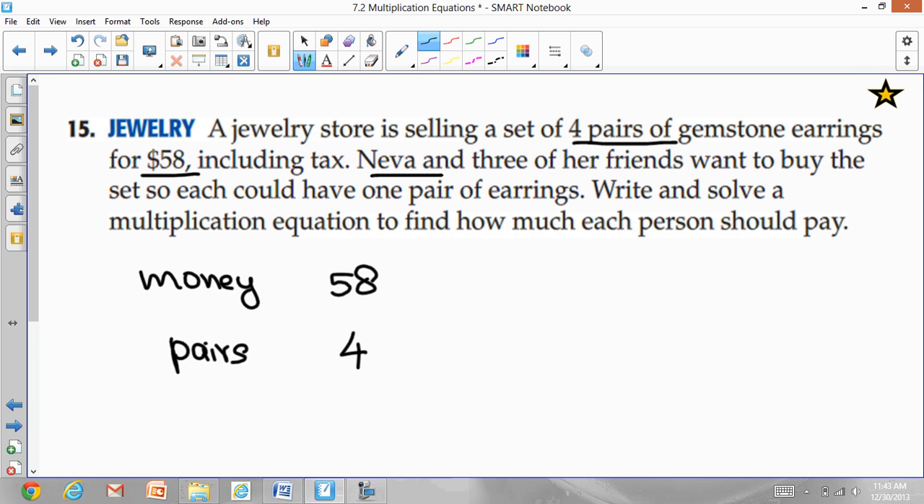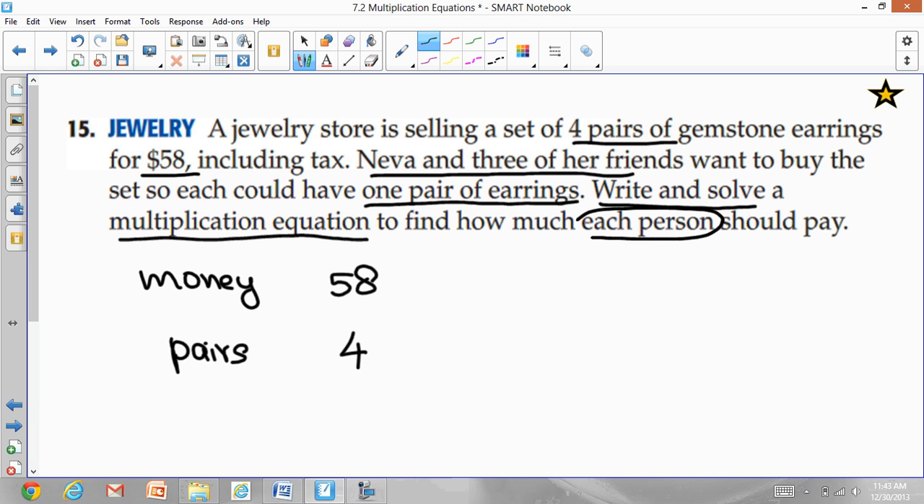So now a neighbor and 3 of her friends, so that's 4 people, want to buy the set. So each could have 1 pair of earrings. They're asking you to write and solve a multiplication equation to find how much each person should pay. So the word is each person should pay. Each person means 1 person. So 1 person is going to get 1 pair of earrings. So that means 1 pair of earrings costs how much? It's the question. So 3 numbers are given. The last one is your M.